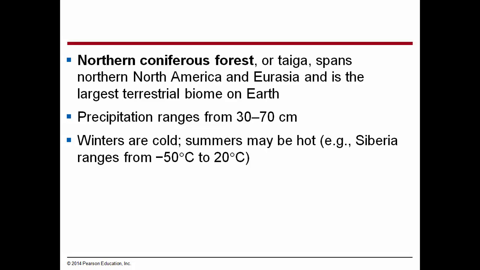agriculture. Northern coniferous forest, or taiga, spans northern North America and Eurasia, and is the largest terrestrial biome on Earth. Precipitation ranges from 30 to 70 centimeters, and the winters are cold, and summers may be hot. In Siberia, it ranges from 50 to 20 degrees Celsius.